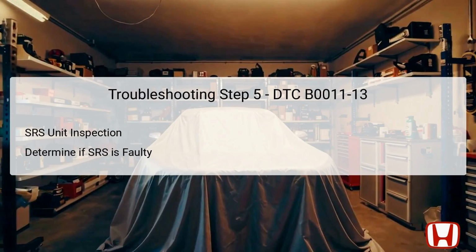Determining if the SRS unit is faulty usually involves specialized tools, as a visual inspection alone may not reveal internal issues. If the SRS unit is concluded to be the source of the problem, replacement may be necessary to resolve the DTC B0011-13 and restore airbag functionality.